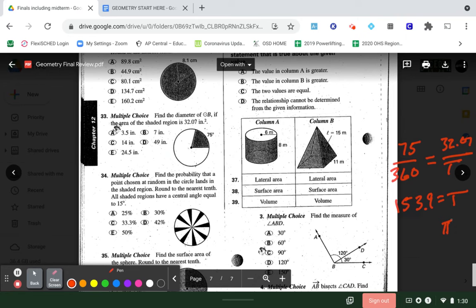That comes from taking pi times radius squared. So 153.9. If I divide by pi, and then I take the square root, I get about 7 for the radius. So then the diameter is going to be 14, because they ask us for the diameter. So 14. All right, clear?